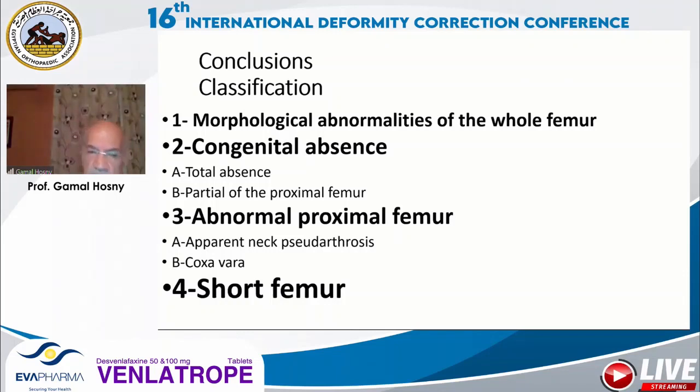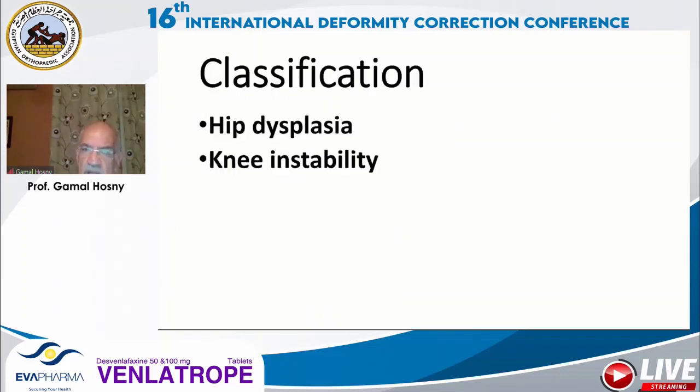Abnormal proximal femur, you have an apparent neck pseudoarthrosis, which is usually a valid candidate for distraction osteogenesis. Then you do pelvic support or lengthening. Coxa vara, and you can correct the deformity and do lengthening. Short femur, you just do lengthening. For hip dysplasia and knee instability, you have to judge each case by itself. There is no rule at all.